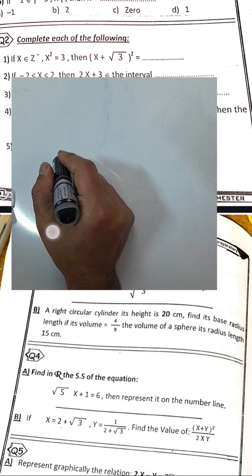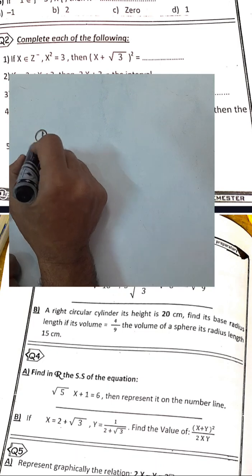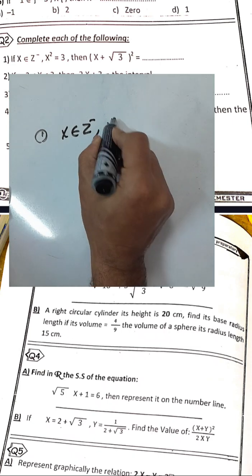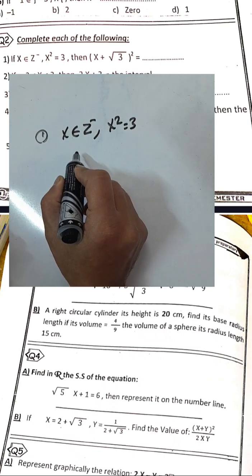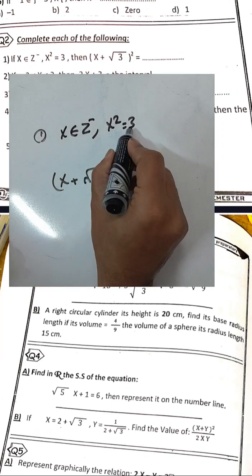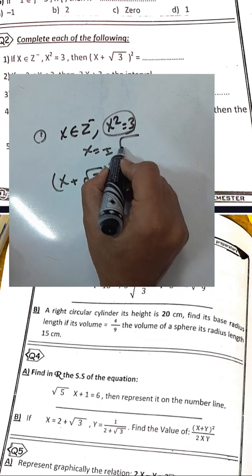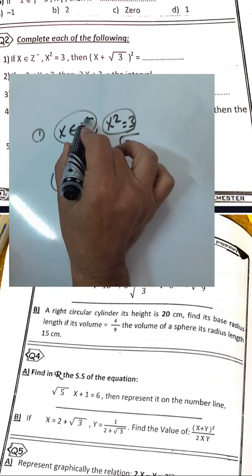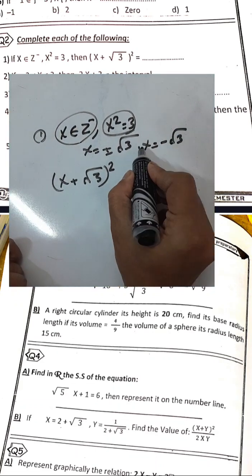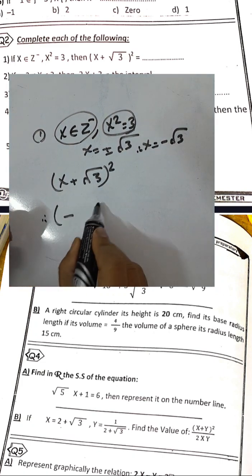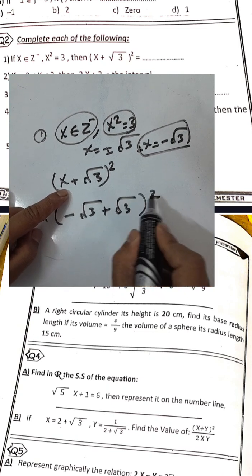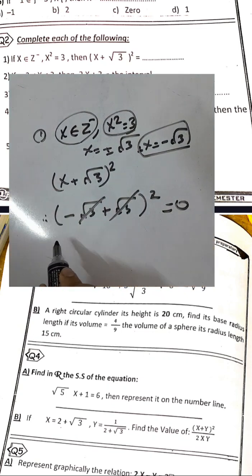Question number 2, complete the following. Number 1: if x belongs to the negative integers and x power 2 equals 3, then find the value of x plus root 3, power 2. Okay, first step, we can find the value of x by writing positive or negative square root of 3, but it tells us x belongs to the negative integers here, then x will be negative root 3. Put x here, negative square root of 3, plus square root of 3, power 2. You can cancel them. The result will be 0 power 2. It will be equal to 0.